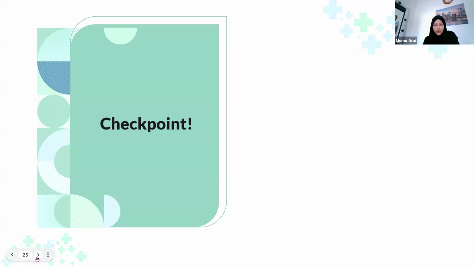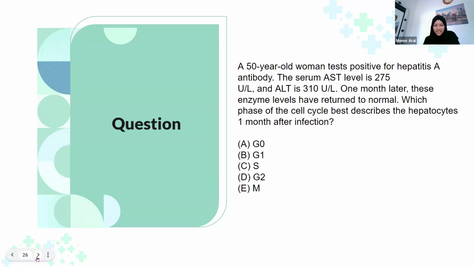Now, there are a few questions, I think two for this lecture, and we can answer them together. You can type it in the chat. A 50-year-old woman tests positive for hepatitis A antibody. The serum AST, these are liver enzymes, is high. One month later, these enzyme levels have returned to normal. Which phase of the cell cycle best describes the hepatocytes one month after infection?